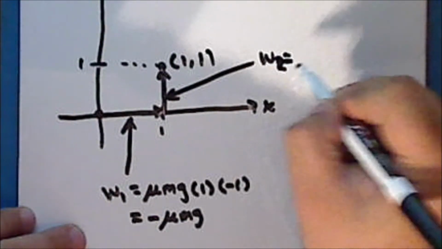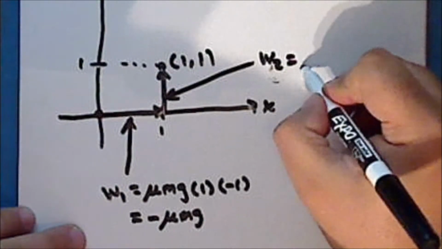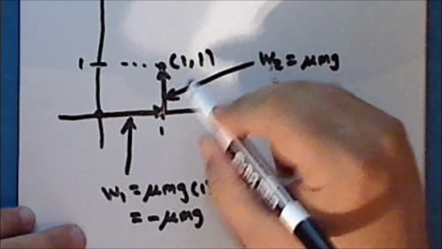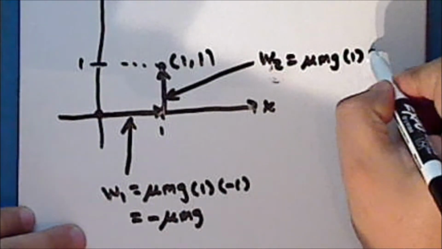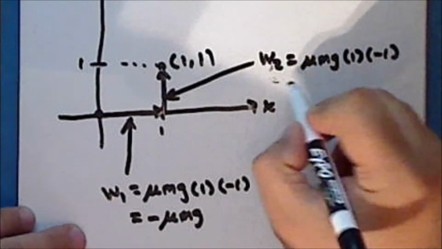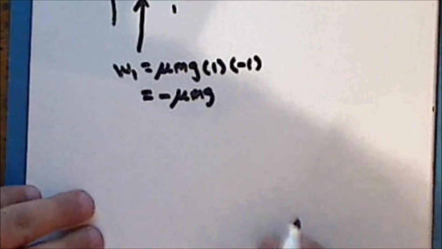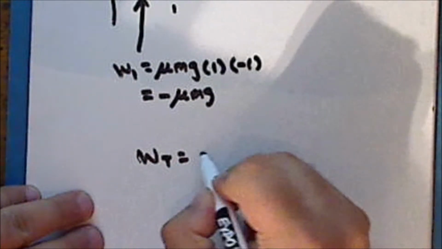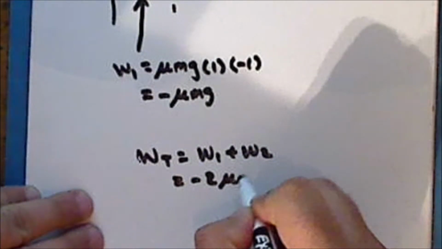So now consider the second leg of the trip. The work done is equal to the magnitude of the force of friction, which is mu times m times g, times the magnitude of the displacement, which is 1. Once again, the angle between the displacement vector and the force of friction is 180 degrees. Cosine of 180 degrees is negative 1. So the work done is negative mu mg. So the total work is equal to W1 plus W2, which is negative 2 times mu mg.